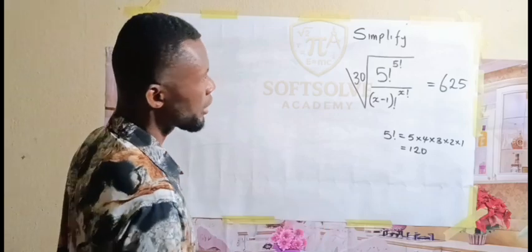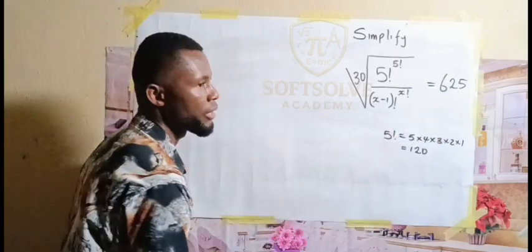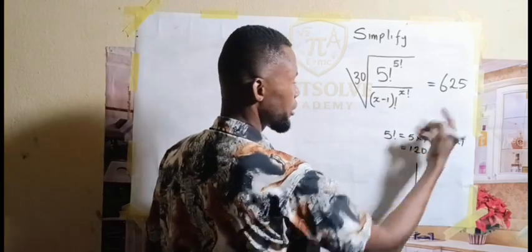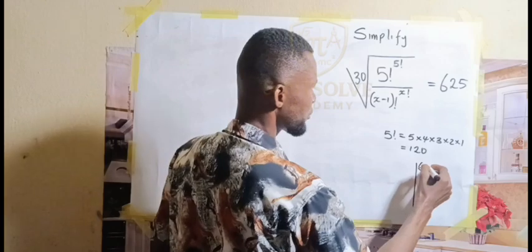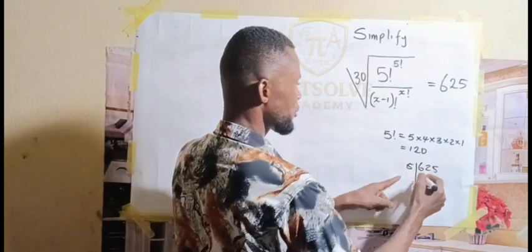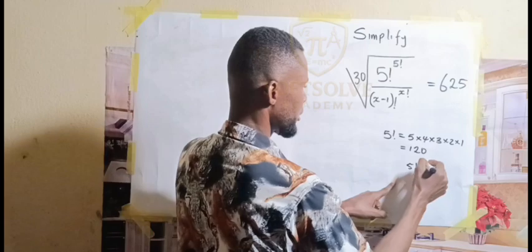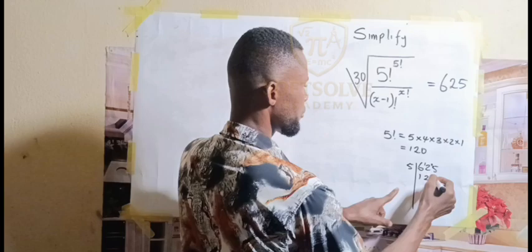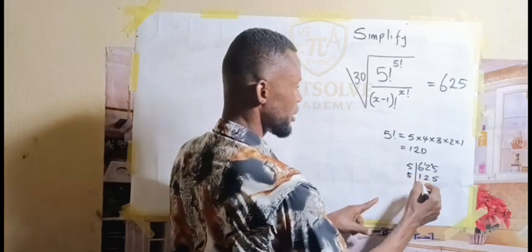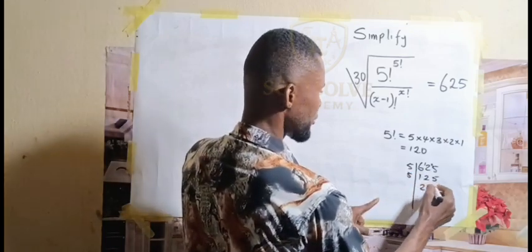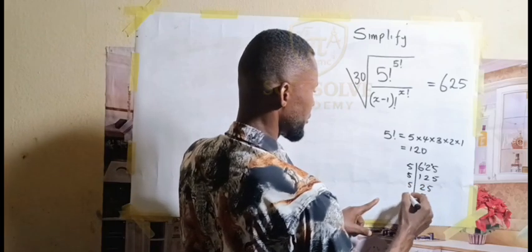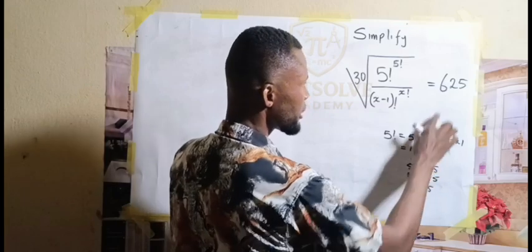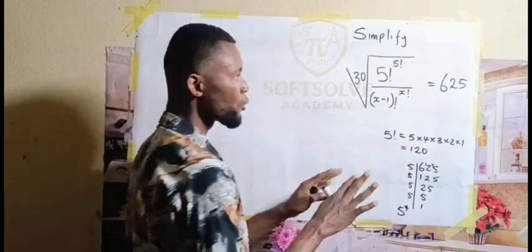Now we can still break this 625 down using LCM. 625 divided by 5: 5 into 6 is 1, remainder 1; 5 into 12 is 2, remainder 2; 5 into 25 is 5. So we have 125 there. 5 here again is 25, then 5 here again is 5, and then 5 here is 1. Converting this to index form, we have 5 to the power of 4. So 625 is the same thing as 5 to the power of 4. We keep it there.